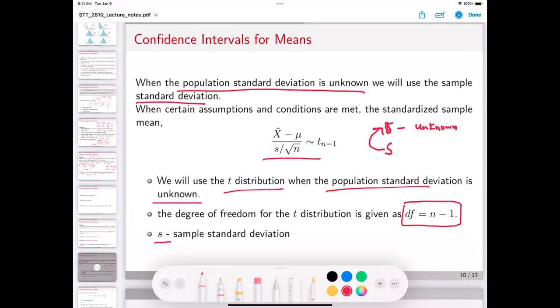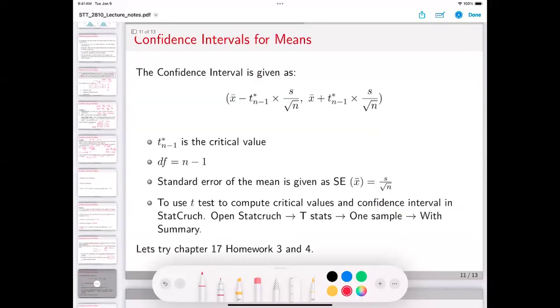The confidence interval for the t is given by this. You realize that it is similar to the z, except that we focus on the t distribution and the sample standard deviation. We are using the sample standard deviation to estimate the population standard deviation. So it's the same thing, except that the critical value is not z, it's t with degree of freedom n minus 1. This n minus 1 is the degree of freedom, and this is the confidence interval.